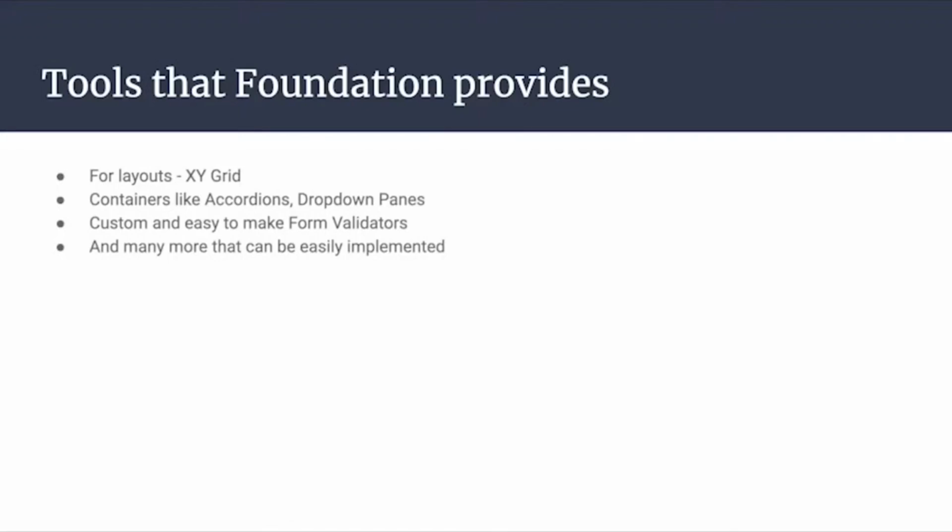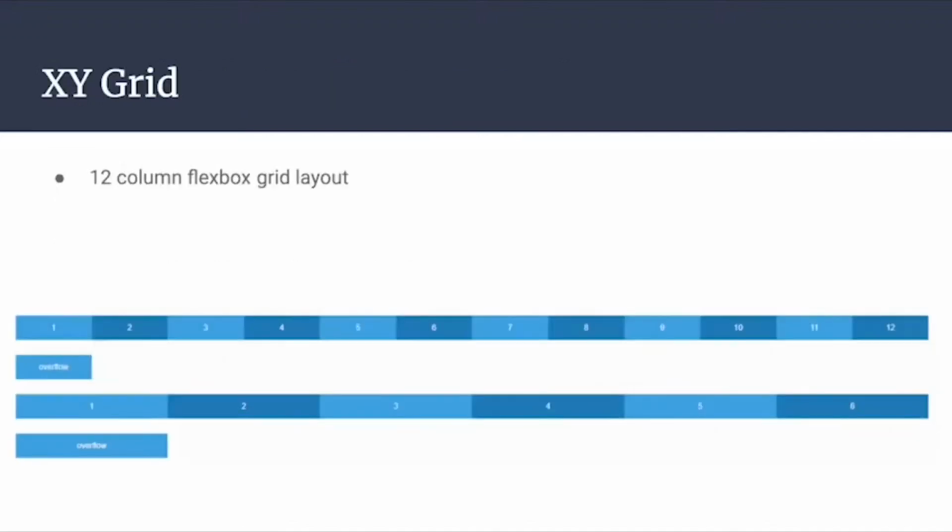The second type of tool that we'll be taking a look at are containers, like accordions or drop-down panes. Containers help us to organize pages or content that we may have in our website. And finally, we'll be taking a look at some plugins such as form validators that help us achieve different tasks. This isn't an exhaustive list, but it is a good baseline to demonstrate the kinds of things that Foundation can help us to do.